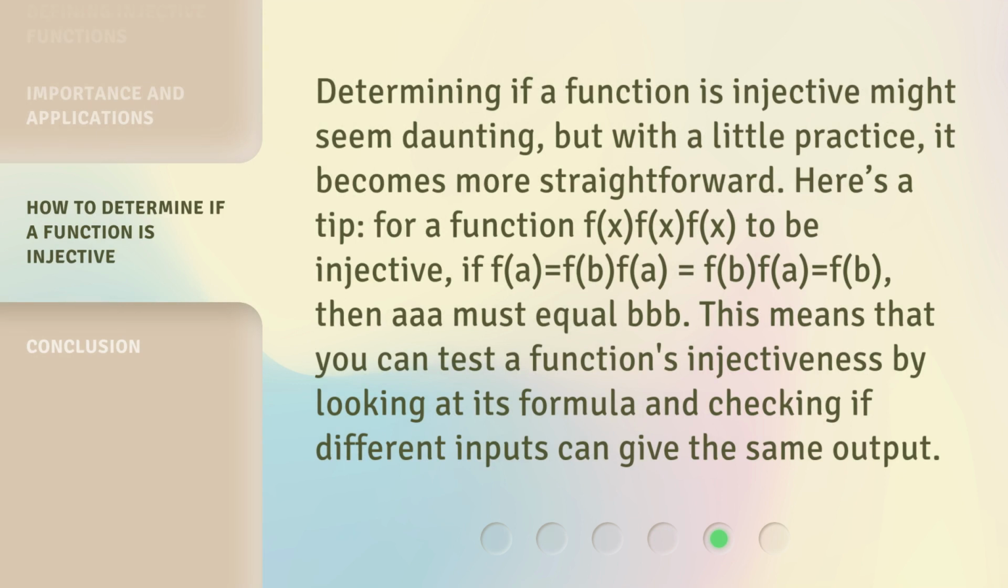Determining if a function is injective might seem daunting, but with a little practice, it becomes more straightforward. Here's a tip. For a function f(x) to be injective, if f(a) equals f(b), then a must equal b. This means that you can test a function's injectiveness by looking at its formula and checking if different inputs can give the same output.